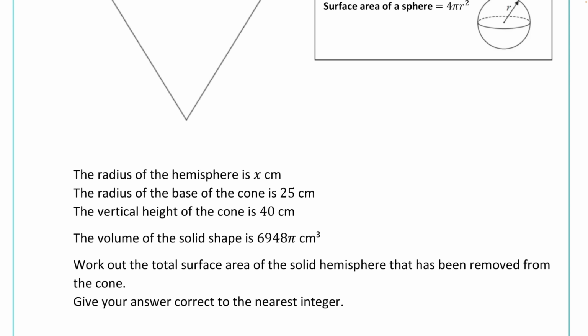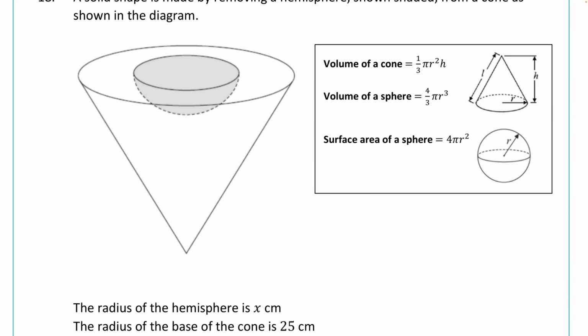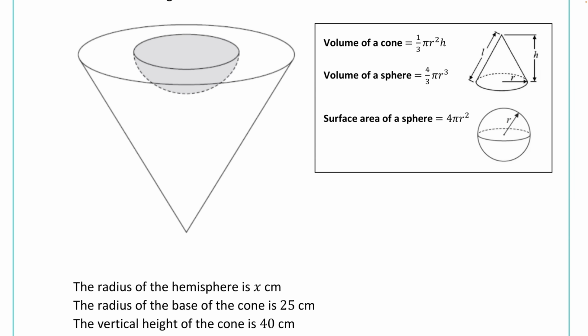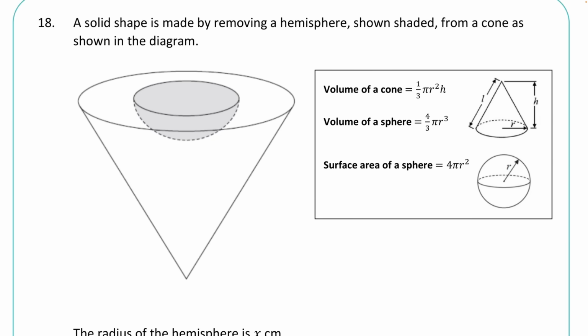Now, we are told the volume of the solid shape, the overall volume of that. So if we can work out the volume of either the hemisphere or the cone, then we can figure out the volume of the other piece because we have the overall volume. We can't work out the hemisphere because we don't have the radius, but we do have the radius of the cone and the height of the cone. And our formula for the cone is up here. We have 1/3 pi r squared h. So we can work out the volume of the cone.